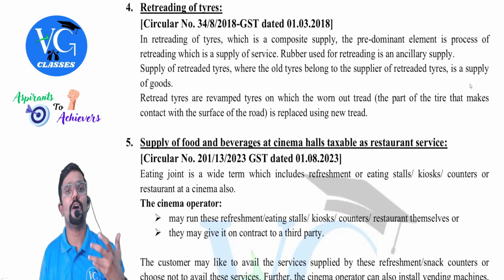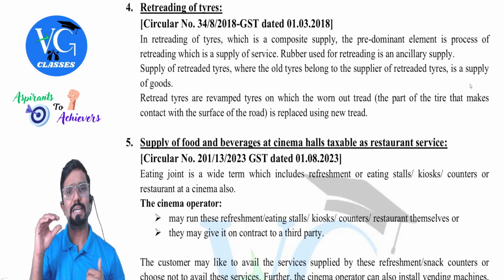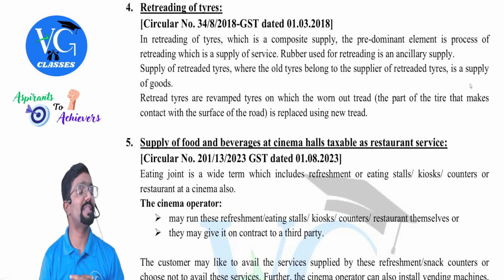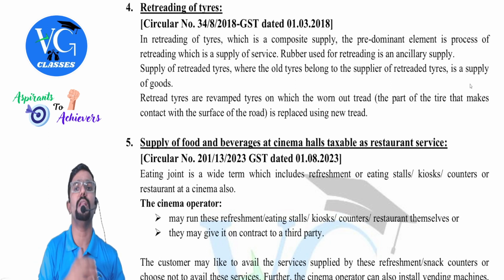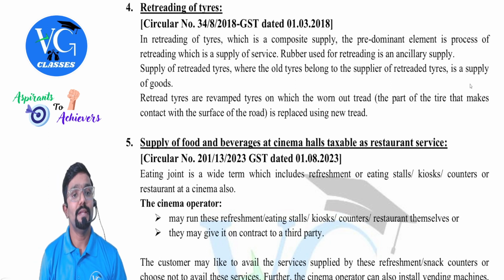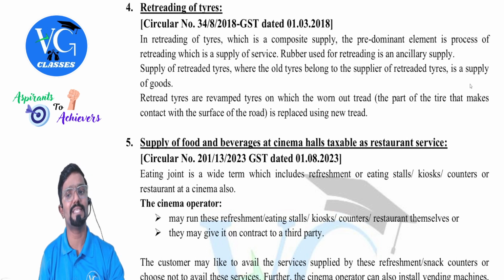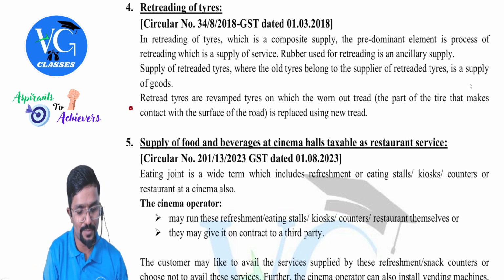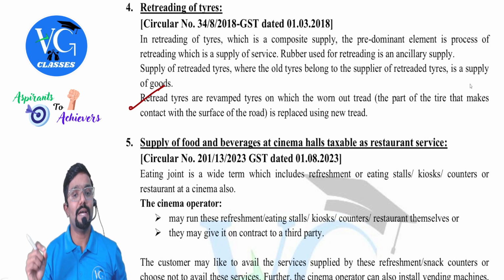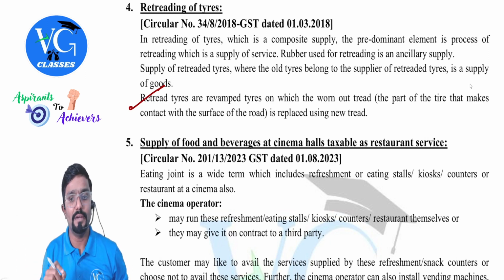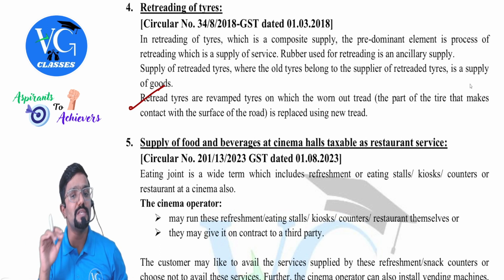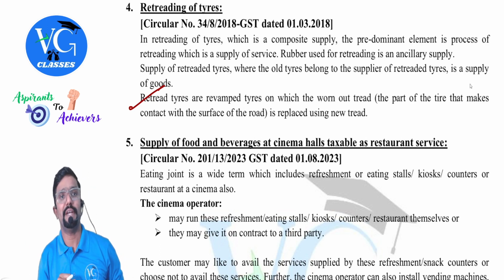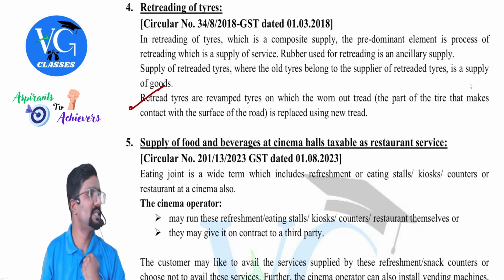Next, retreading of tires means removing the worn out thread and replacing it with a new thread, guys, so that the life of the tire will increase. In retreading of tires, which is a composite supply, the predominant element is the process of retreading, which is a supply of service. Rubber used for retreading is an ancillary supply, guys. What is it also? I have given it in the last line. You can see this part. Retread tires are revamped tires on which the worn out thread, the part of the tire that makes contact with the surface of the road, is replaced with new thread, to increase the life of the tire.